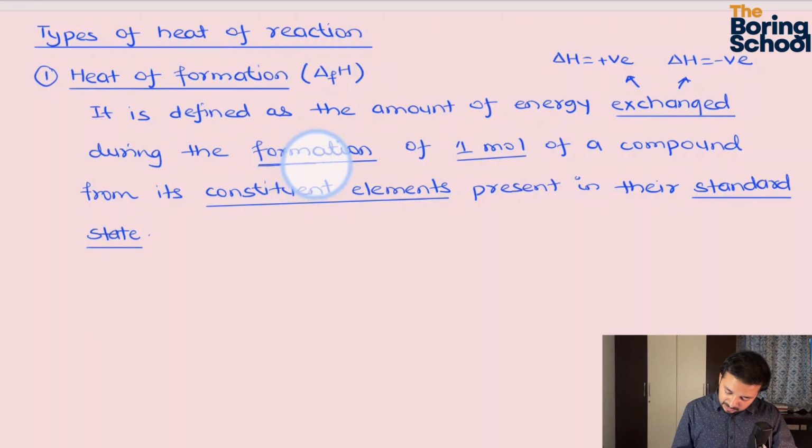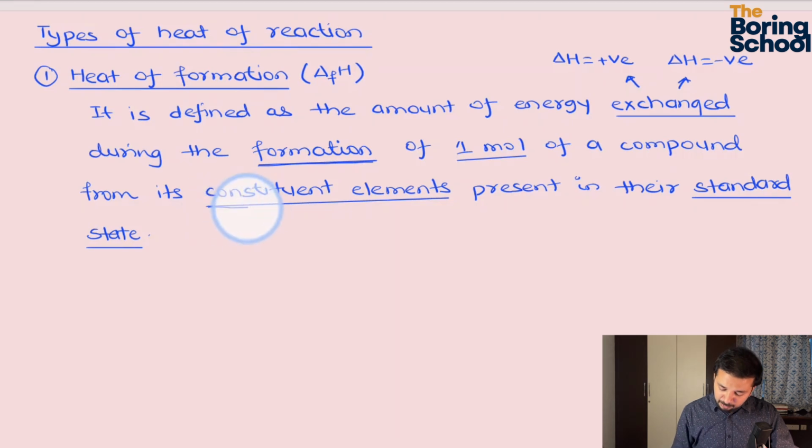Next, it should be the formation of that particular compound. How much compound should be formed? That also is important. 1 mole of compound should be formed. If 2 moles are forming, then that is not defined as heat of formation. For heat of formation, it should always be 1 mole.